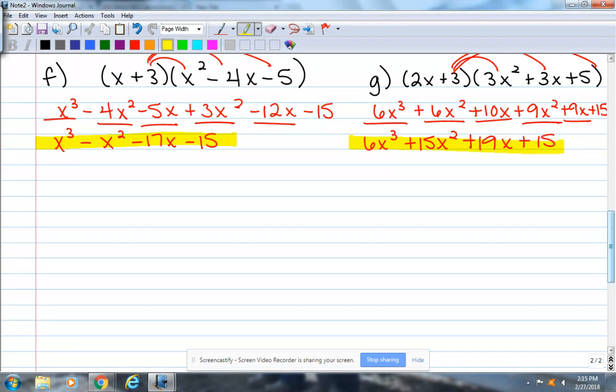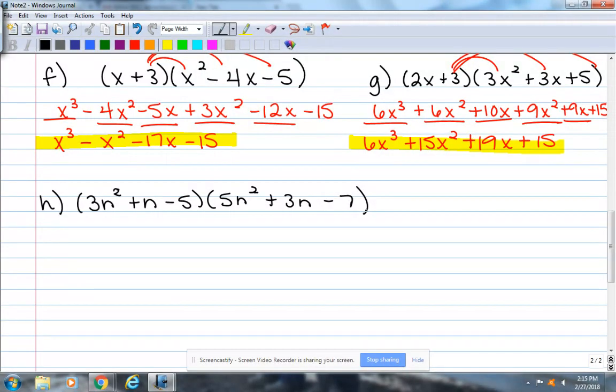All right. So that's a binomial times a trinomial. So then we get to get a little algebra 2 in us and do a trinomial times a trinomial. So you might want to start a whole other line for this one. 3n squared plus n minus 5 times 5n squared plus 3n minus 7. Two trinomials. Okay, without being too specific, tell me, how are we going to attack this? Tell me what you think.